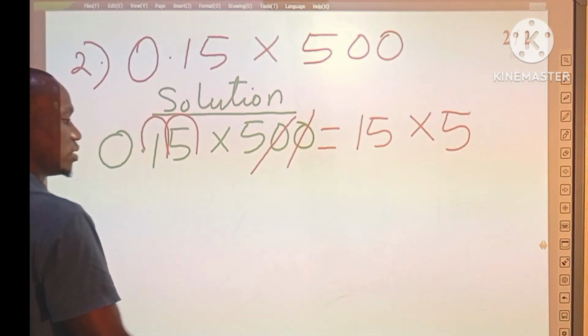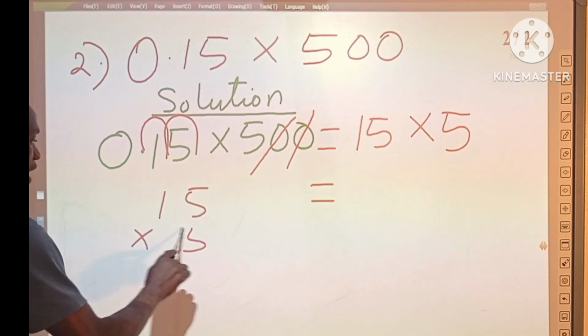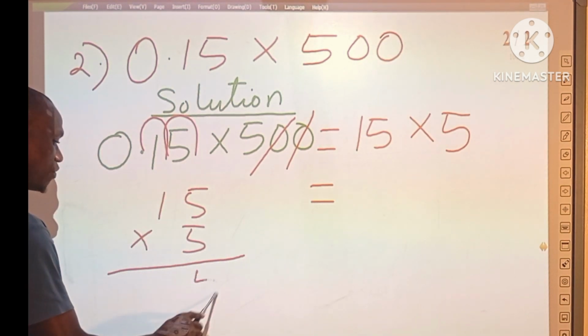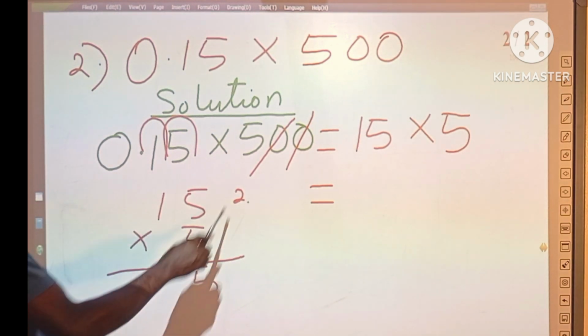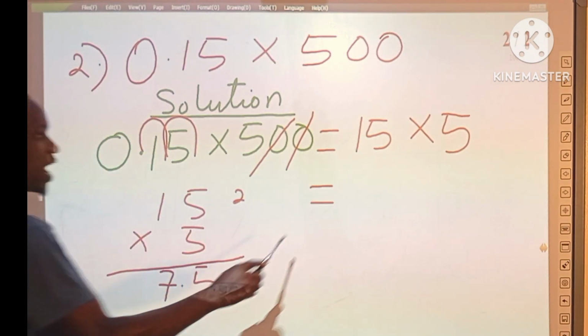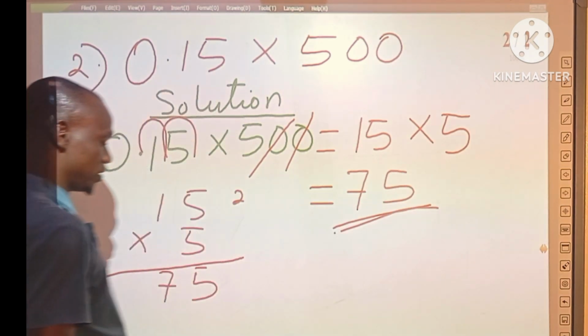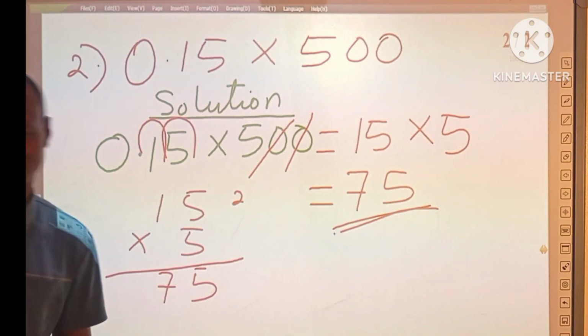And this is easy. Let's have our 15 times 5. 5 times 5 gives me 25. Put down 5, carry 2. 5 times 1 is 5. Plus 2, 7. So our answer is simply 75. This is easy peasy, lemon squeezy.